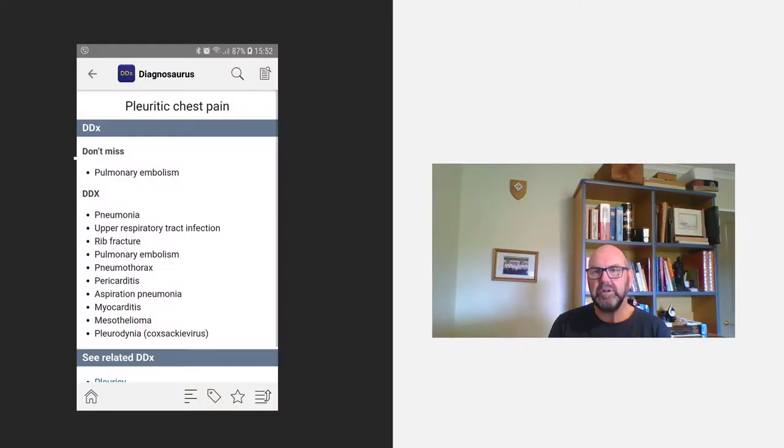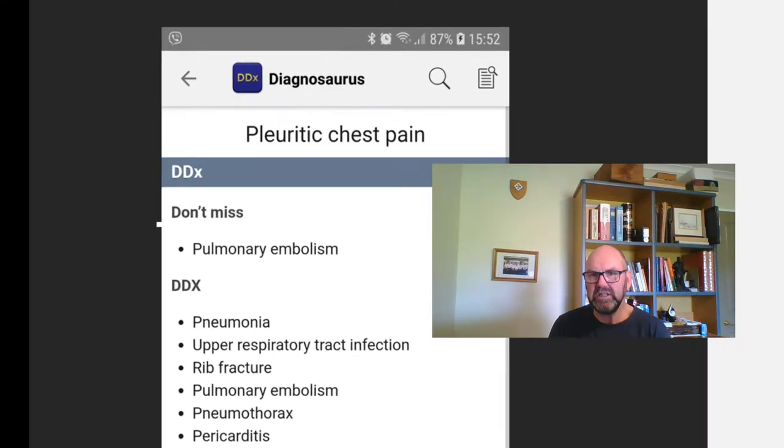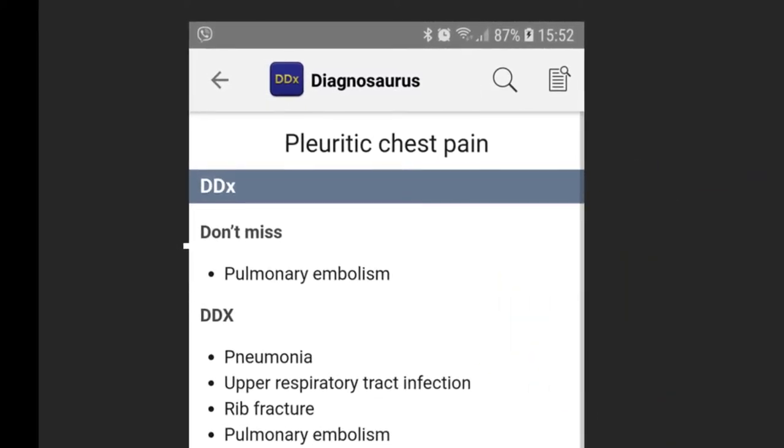Let's take the case of someone who presents with pleuritic chest pain. Now, this type of chest pain is that very sharp, most uncomfortable, but very localized chest pain that worsens with cough and any form of respiratory movement. It is often really severe and most uncomfortable for the patient. Now, the image on the left here is a screenshot of the differential diagnosis list for this type of pain. Immediately, you'll note there's a not to be missed diagnosis, and that is for pulmonary embolism.